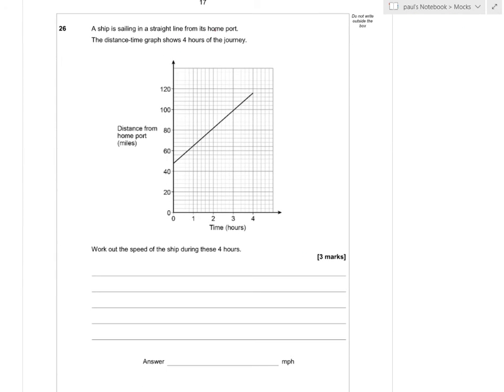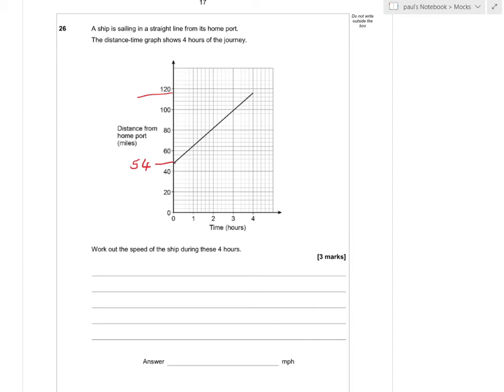Let's have a look at number 26. Oh, a ship is sailing in a straight line from its home port. The distance time graph shows 4 hours of the journey. Work out the speed of the ship during the 4 hours. Oh, let's have a look. Well, what was it doing there? It's 2, 4, 6, 8, 10. So we're starting at 54 miles and we end up there. That's not 54, is it?